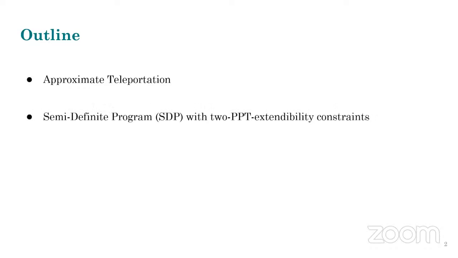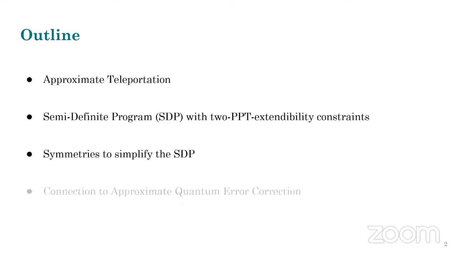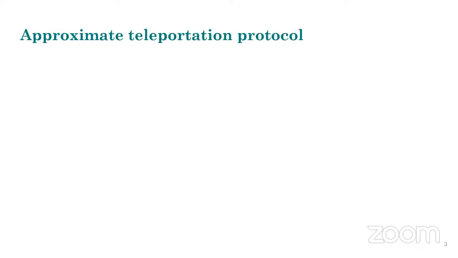So just a brief outline. I'm going to talk about approximate teleportation. Then we're going to look at a semi-definite program with which we can estimate the simulation error in approximate teleportation using 2-PPT extendability constraints. And we're going to use some symmetries to simplify the SDP and then connect it to approximate quantum error correction.